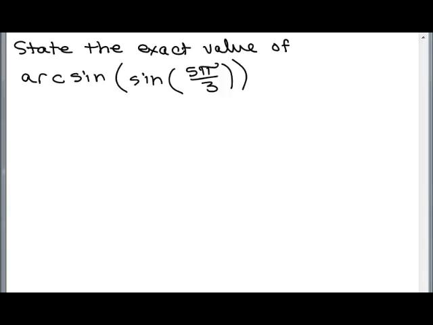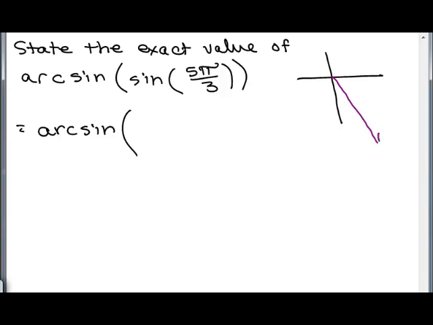All right, we're going to state the exact value of arcsine of sine of 5 pi over 3. So we have to work within the inner parentheses first. So this then would be the arcsine of, now what is the sine of 5 pi over 3? Okay, I always draw a picture myself. 5 pi over 3, let's see, that is this angle right here.